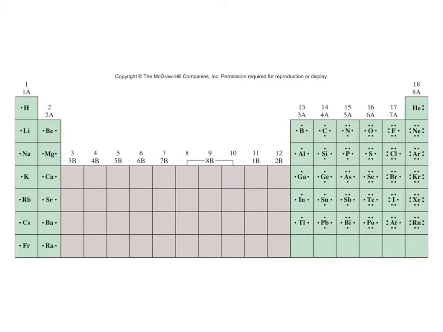Here we have the periodic table showing the Lewis dot structures for all of the main group elements. Now, elements that are in the same family behave the same. Why? Same valence electrons. Same electron configuration. I mean, seriously. That's why.